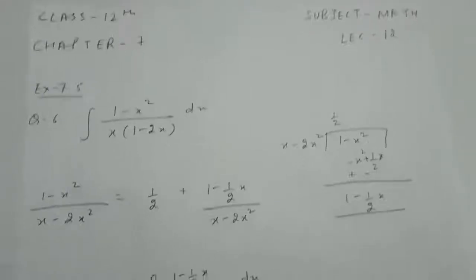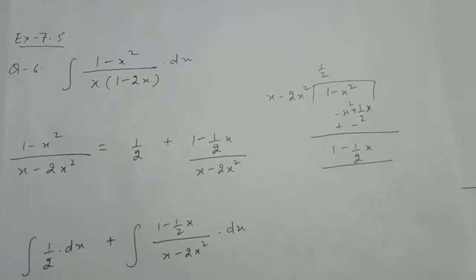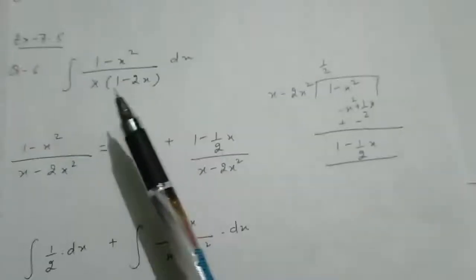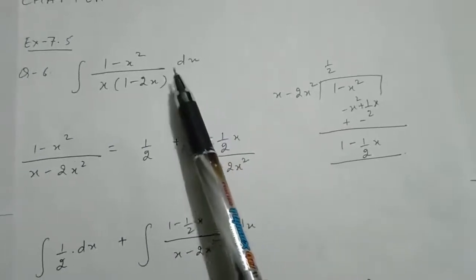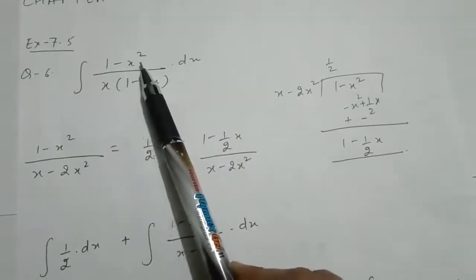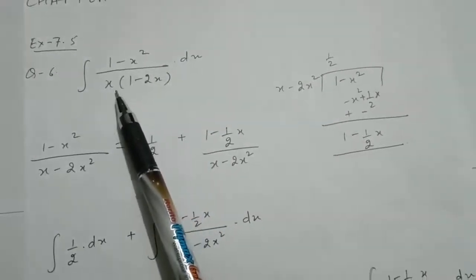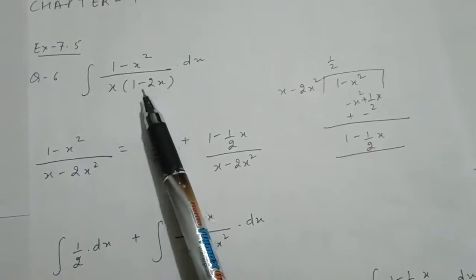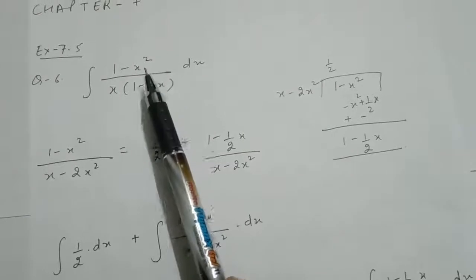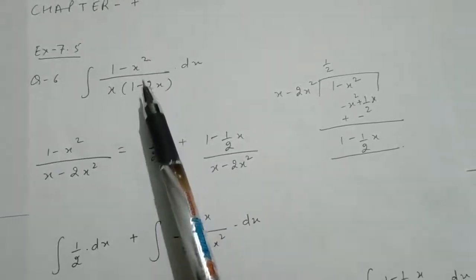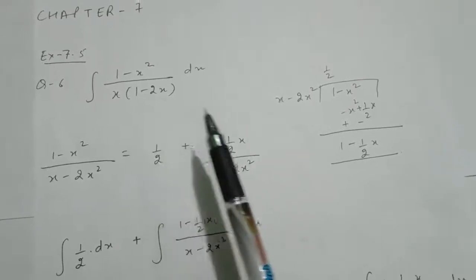So question number 6 of exercise 7.5 is to find the integral of (1 minus x square) upon x into (1 minus 2x) into dx. Now see, because the polynomial in the numerator has degree 2 and the polynomial in the denominator also has degree 2, therefore this is an improper rational function. So first of all we will divide the numerator by the denominator to make it a proper function.